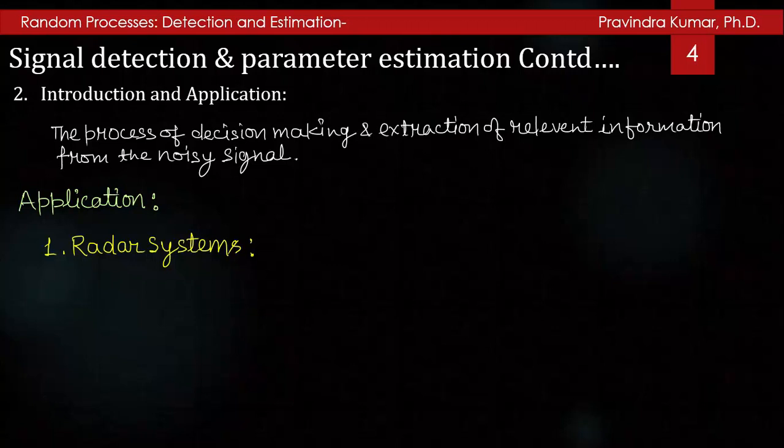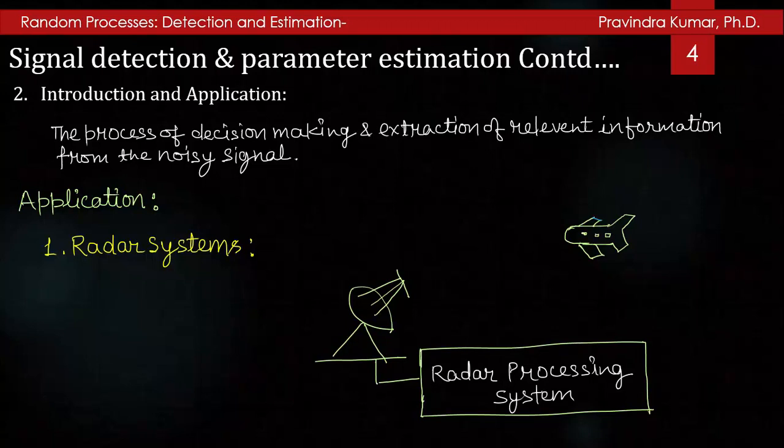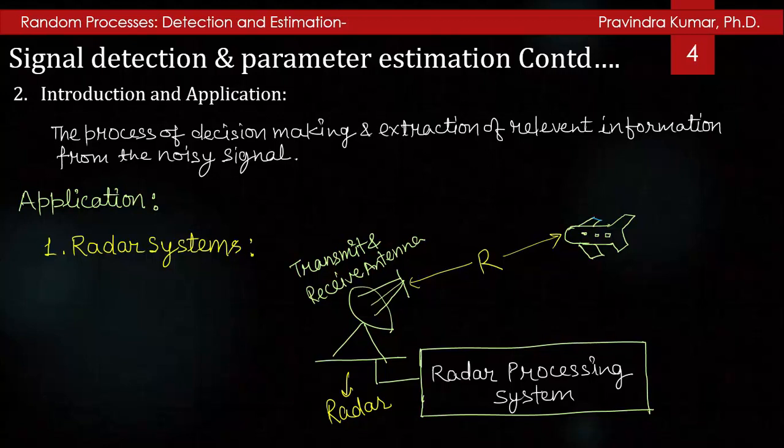First is the radar system, where the occurrence of the aircraft or missile is to be detected, or the delay of the received pulse echo is to be estimated, which in turn determines the location of the target or the range of the target or the aircraft in presence of the noise.